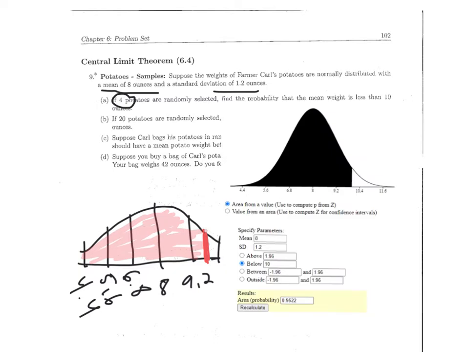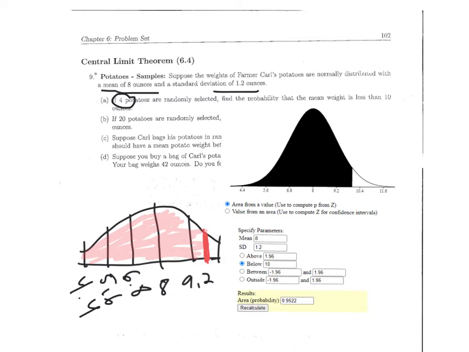So for the single potato, I put those values into the David Lane applet: mean of 8 ounces, standard deviation of 1.2, and below 10. That tells me a little bit better than 95% of the potatoes will weigh less than 10 ounces. That's one potato. Now this is asking for 4 potatoes.